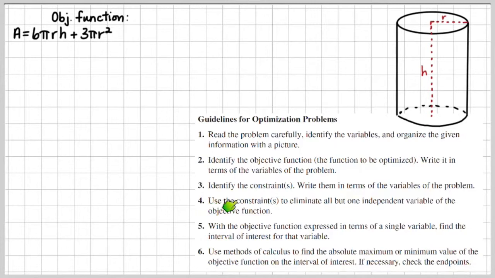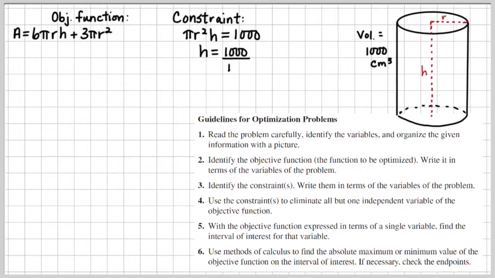Now we're ready to determine whether we need a constraint. And we do need a constraint because we use the constraint to reduce the number of independent variables in the objective function down to 1. Right now there are 2 variables in the objective function, r and h. So to determine the constraint, we think about the fact that the given volume for this pot is 1,000 cubic centimeters. Since the pot is cylindrical, the volume of a cylinder is pi r squared h, and that's going to be equal to 1,000.